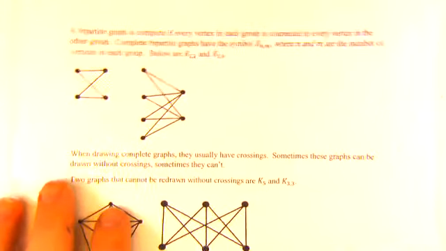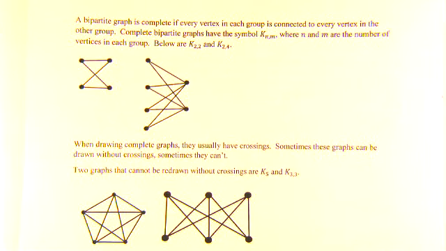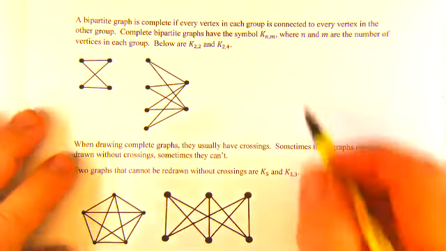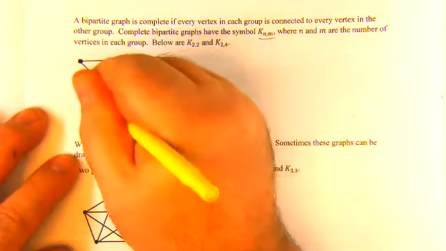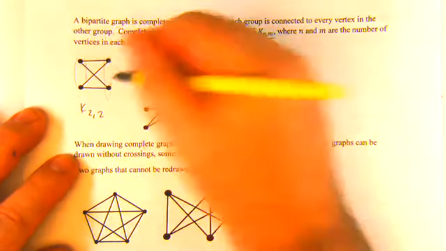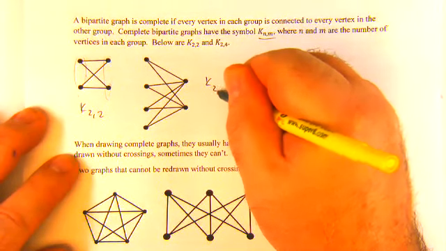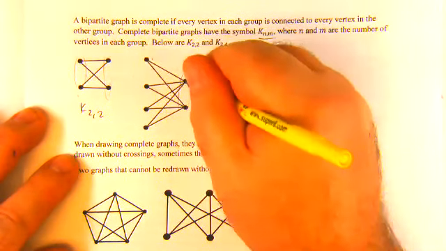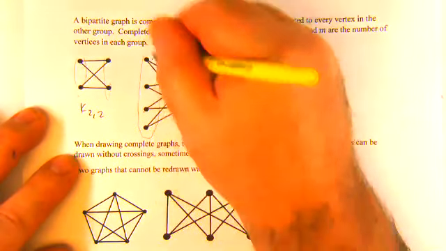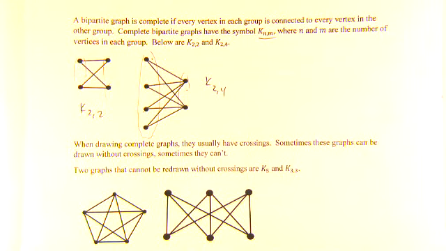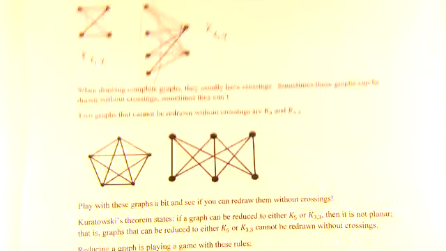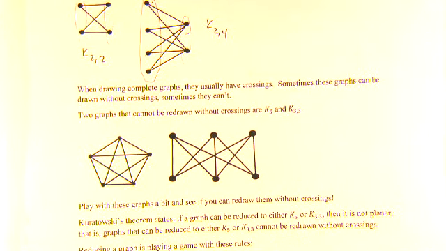A bipartite graph can be called complete if every vertex in one group is connected to every vertex in the other group. And these are symbolized Km,n. So this is K2,2. Each vertex in this group is connected to every vertex in the other group. This is K2,4. These 2 are connected to every single one in the other group. Each of these is connected to every single one in the other group. So those are complete bipartite graphs.